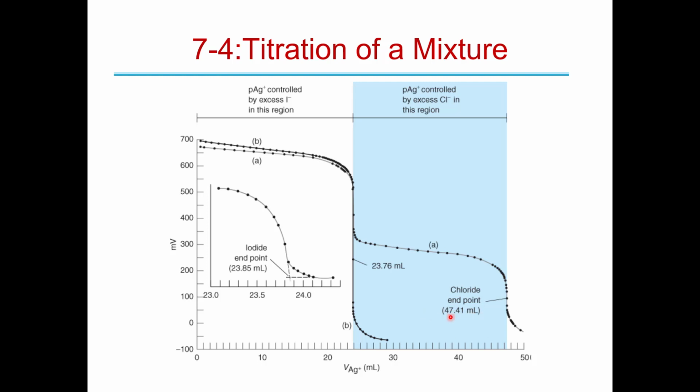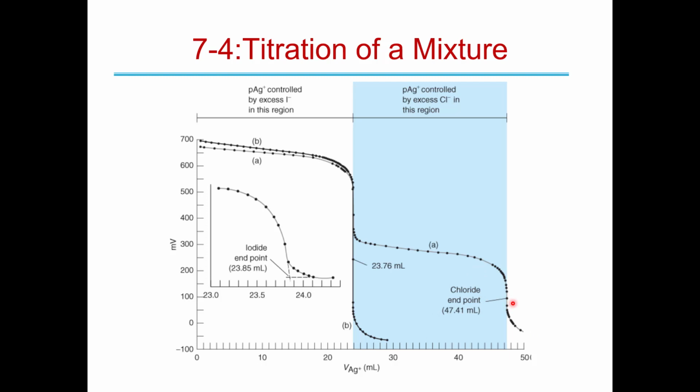And then we need to use this excess volume. So the difference between 47.41 and 23.85 will tell us how much extra silver we needed to add to precipitate all the chloride. And from that information, we could figure out the moles of chloride.